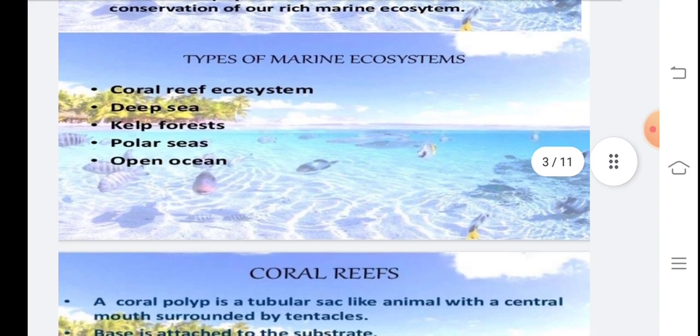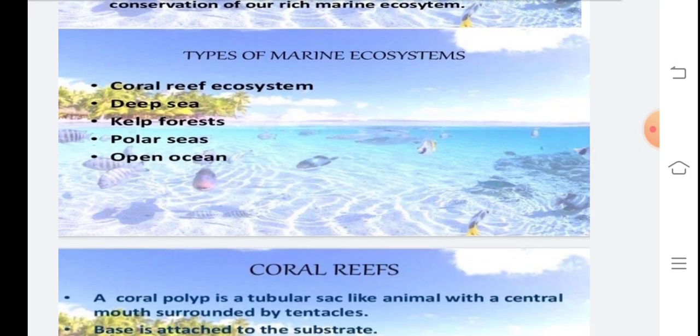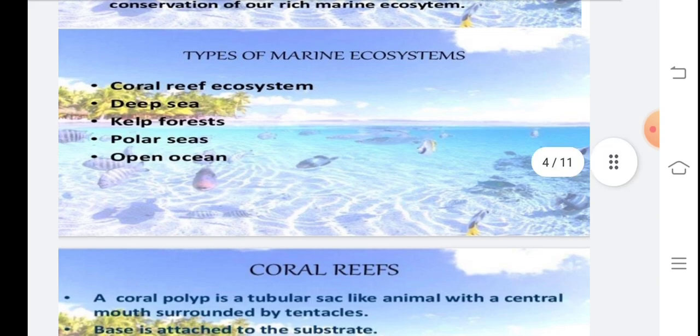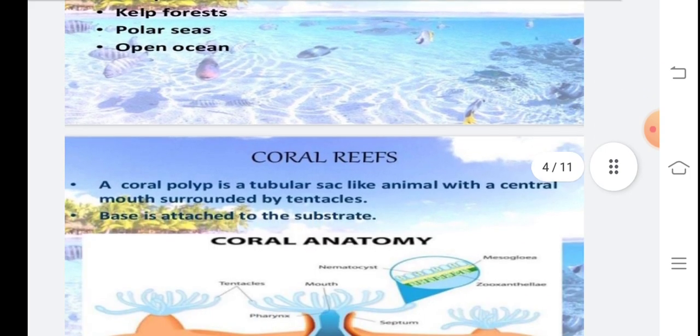In the marine ecosystem, mainly 3-4 types are there. Coral reef ecosystem, deep sea, kelp forest, like our trees. There are large oceanic trees. We will see the example. Polar seas are there and the open ocean is there. So this is the one part.